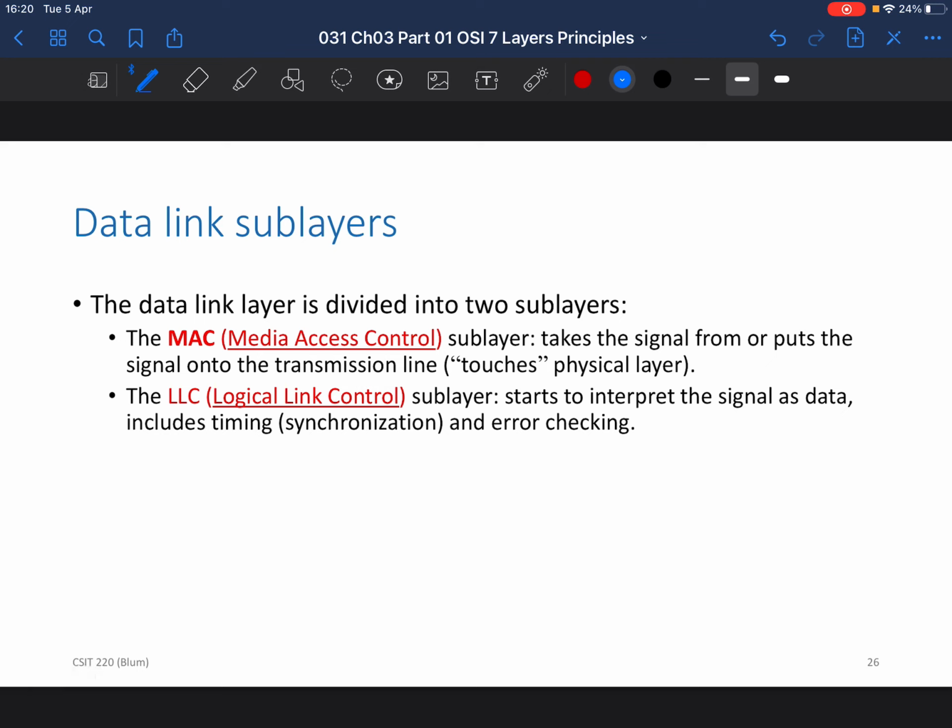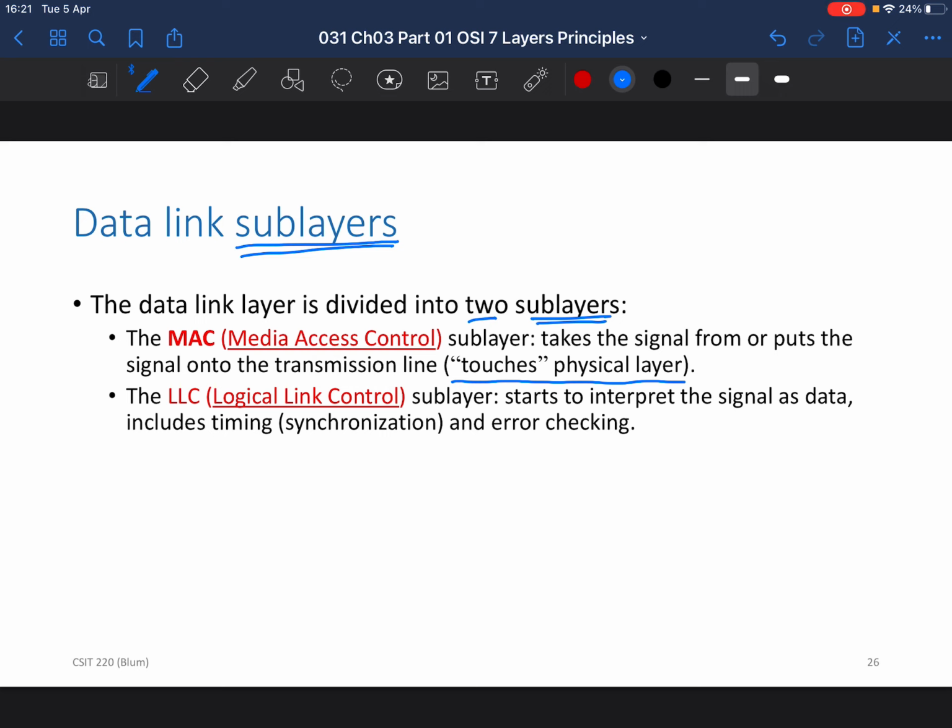There are two sublayers in the data link layer. The first one is MAC, the second is LLC. The MAC, which stands for Media Access Control sublayer, takes the signal from or puts the signal onto the transmission line, touches the physical layer. So this is the one that's called MAC or Media Access Control.